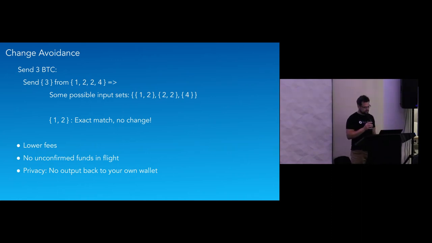So what you would want to do is, if you have a set of 1, 2, 2, and 4 in your UTXO pool, and you want to send 3 bitcoins, you would pick the set with 1 and 2 here, because it doesn't create a change output. I'll get on that. You had a question?